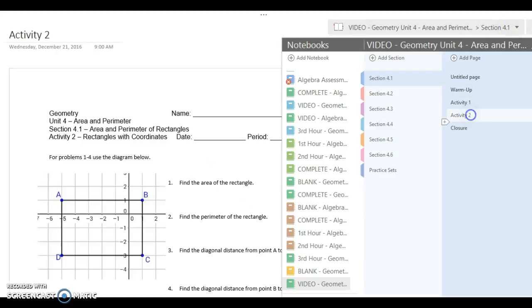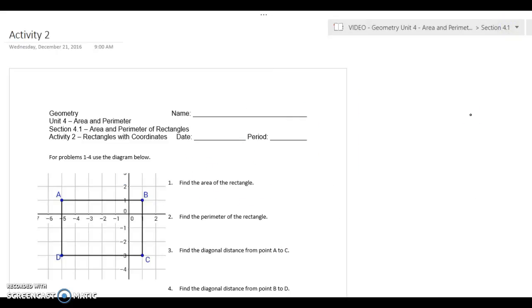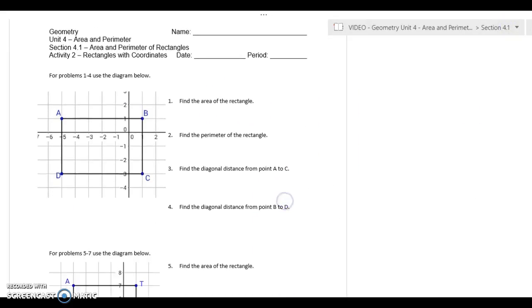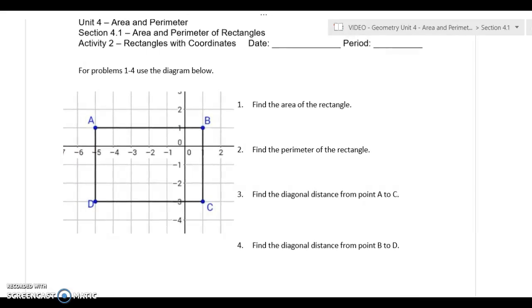We also have problems where we dealt with the coordinates. Same idea, we're dealing with the rectangles, but now in a coordinate plane. So in this case, we're generally going to have to find out what the dimensions of the rectangle are.